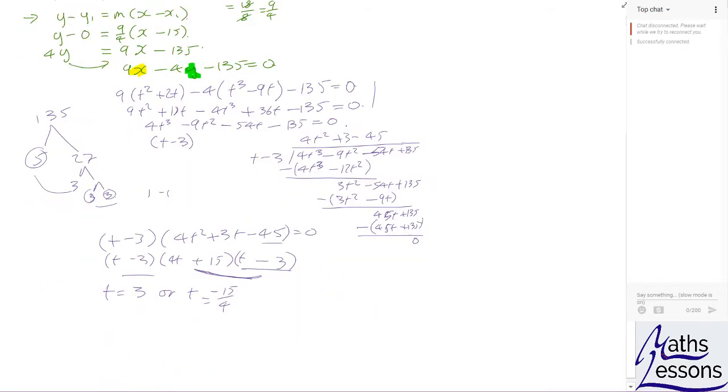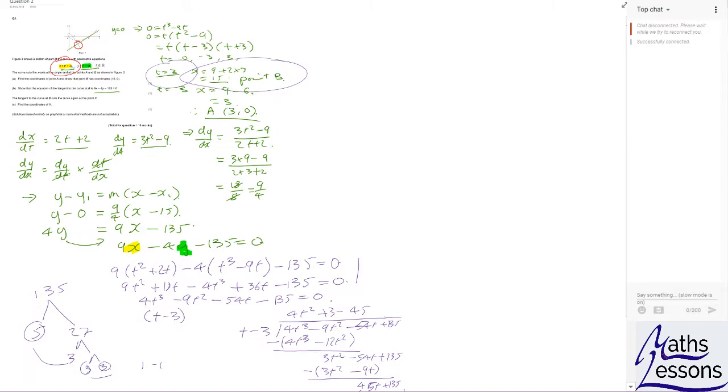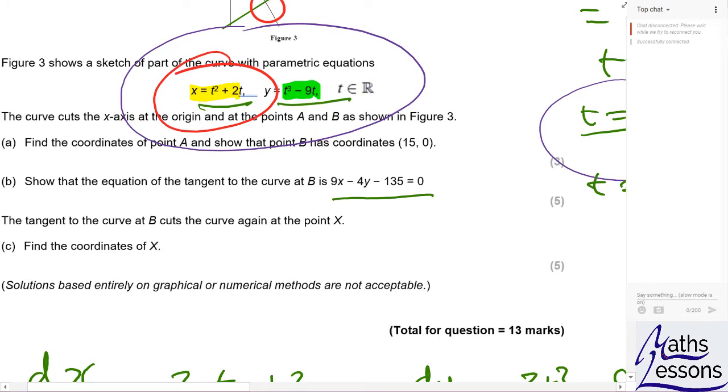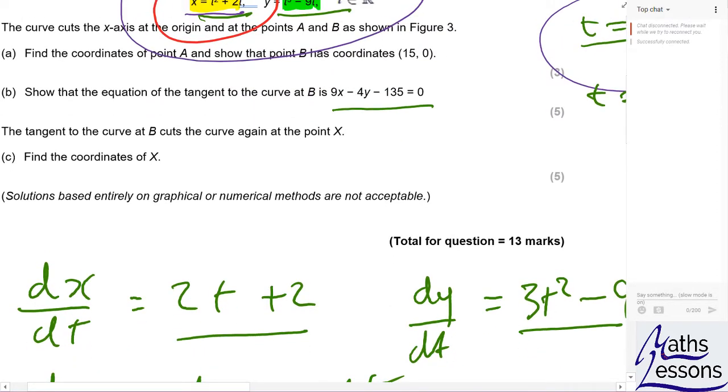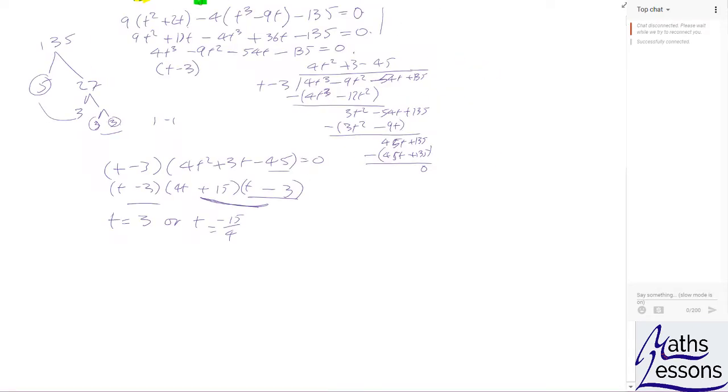We're going to use t equals minus 15 over 4 and put that in for x and y back here. Sorry, as I've gone down the page, I've gotten a lot bigger. So I've got to put it in to find my x coordinate using t squared plus 2t, and my y coordinate using t cubed minus 9t. So t squared minus 2t for x, and my y value is t cubed minus 9t.